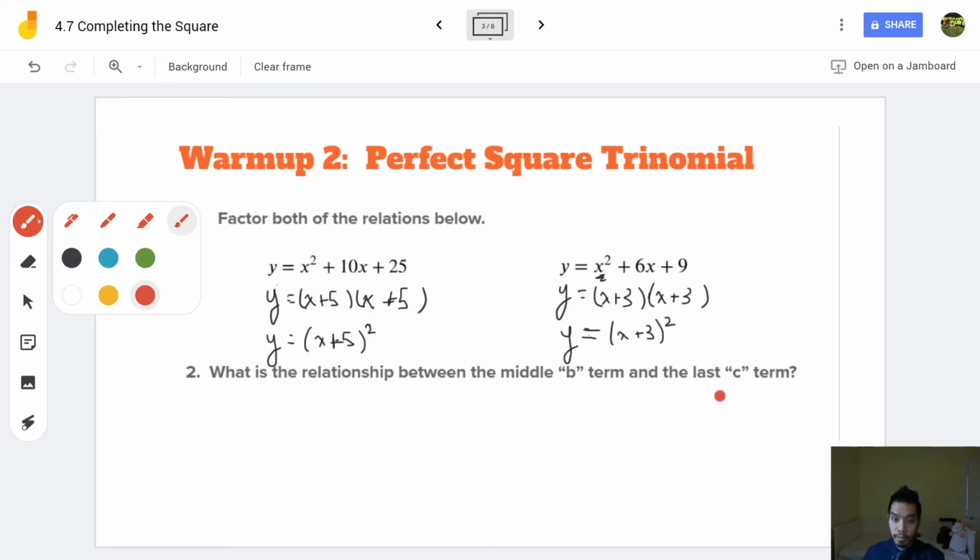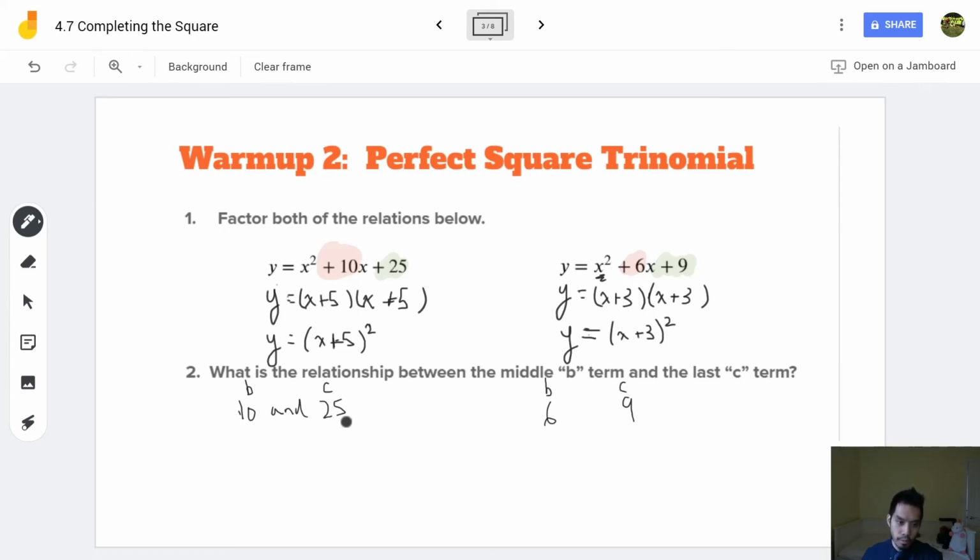Number 2: what is the relationship between the middle b term and the last c term? That's talking about the 10 and the 6, versus the last terms, 25 and 9. So let's write that down: 10 and 25, the middle b term and the last c term, or 6 and 9. What's the relationship to go from b to c? You can see that the 5 is the key number that connects 10 and 25. How do you go from 6 to 3 to 9? How do you go from 10 to 5 to 25?